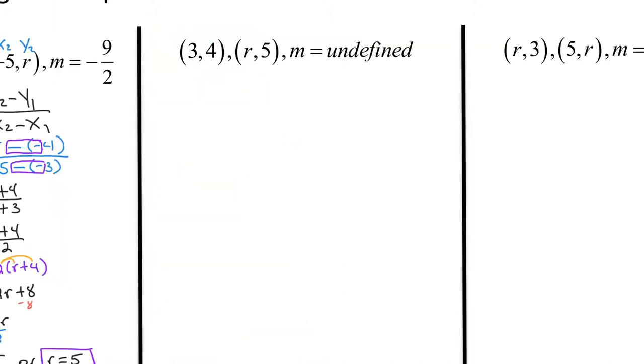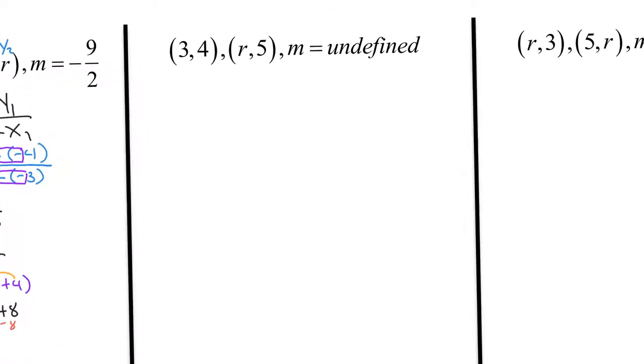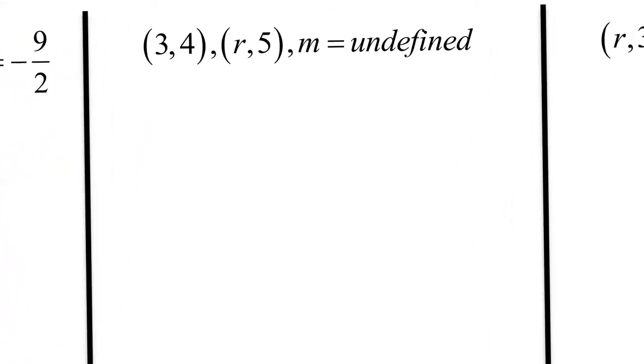Now here, you guys actually need to pay attention to the slope, especially the slope, because here it says that we have an undefined slope. So first of all, we need to understand what that means. But let's go ahead and write down the formula, the slope formula, and then we can talk about the undefined slope.